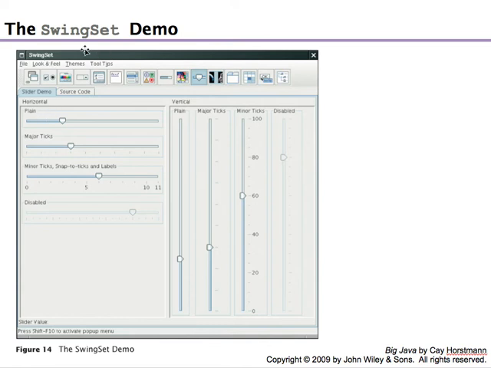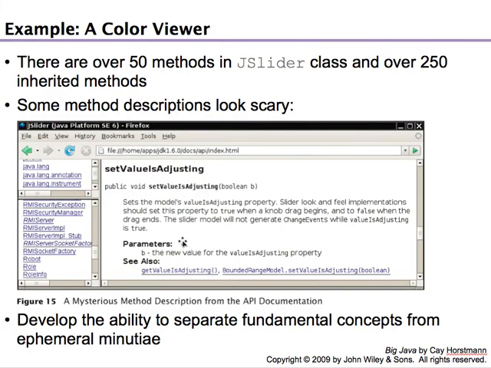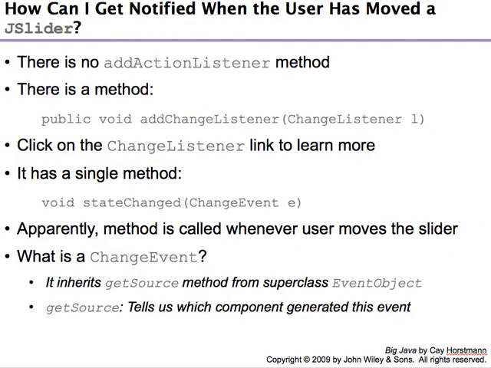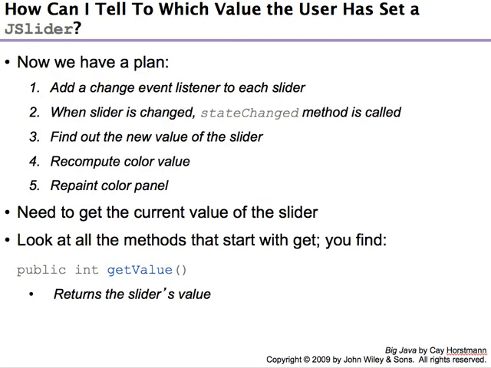There is a demo in the SwingSet, which comes if you download the Java examples, that shows lots of sliders and different forms for different sliders. And here are values here. And you can go through this.